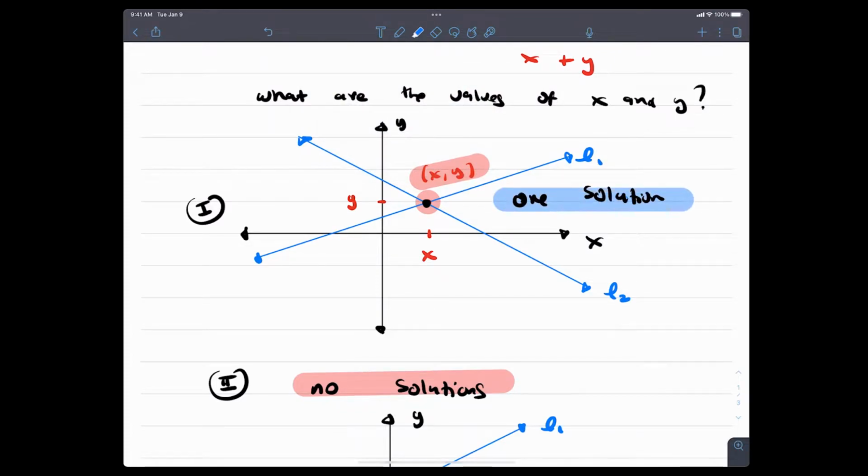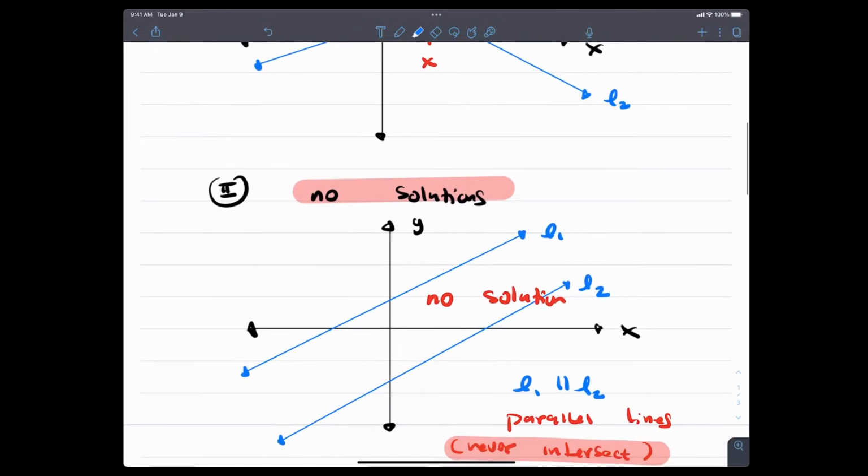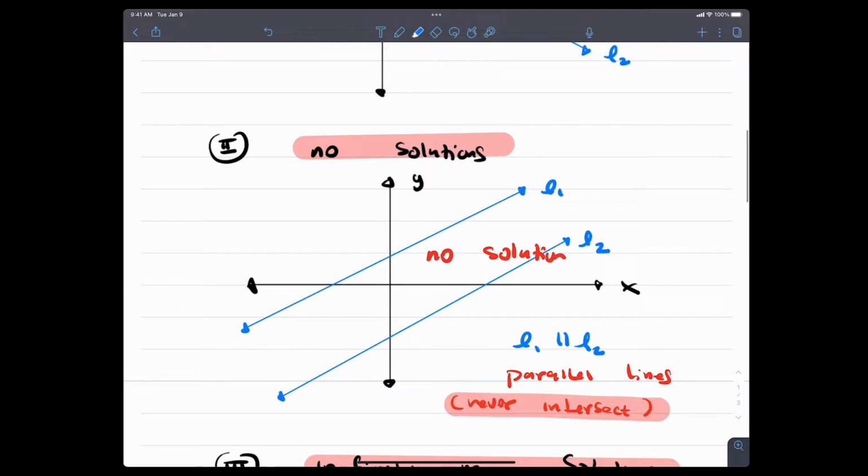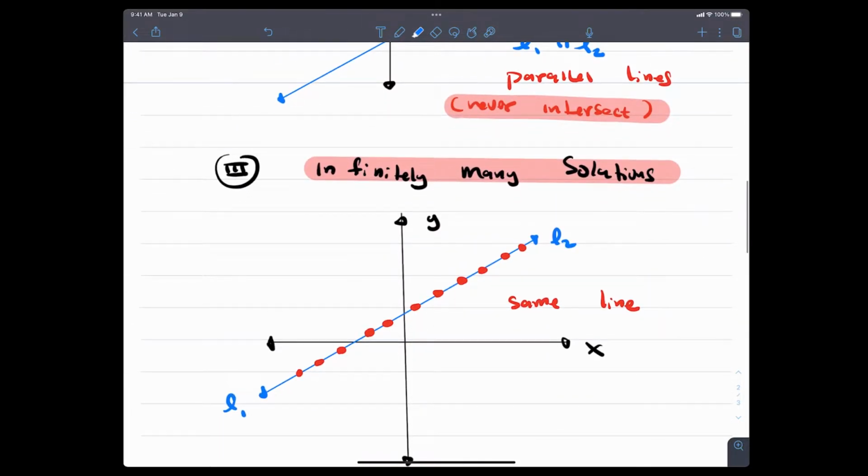And then here is what? No solutions. There's only a point of intersection. And then here's infinitely many points of intersection. There we go. So let's see. What do we have here?